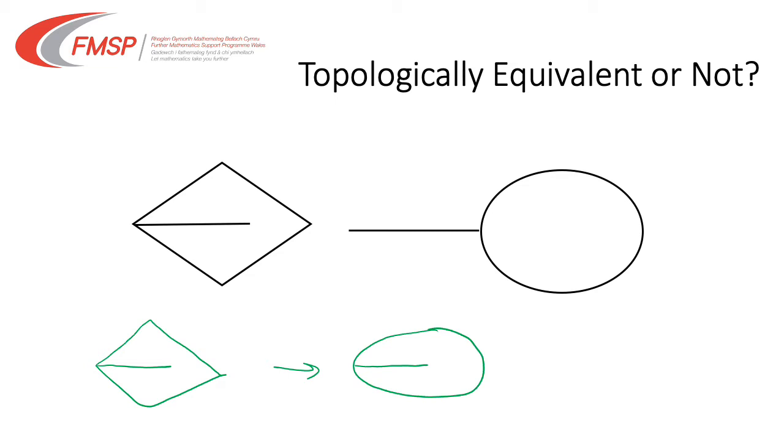What else can I do? I can take this leaf and move it to the other side. So if I do that, I will get this. What did we do? Did we stretch anything? Yes. Did we twist? Yes. Did we glue? No, we didn't. Did we cut? No, we didn't. So they are topologically equivalent. Well done for that. So now we'll move to something new.